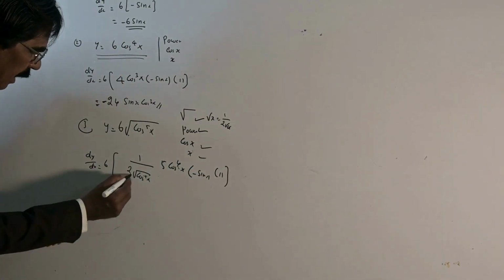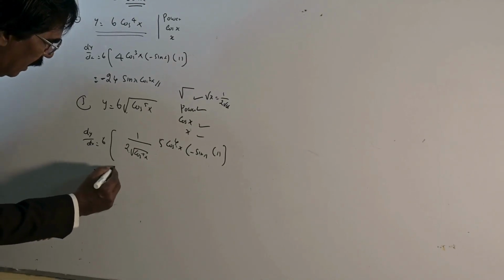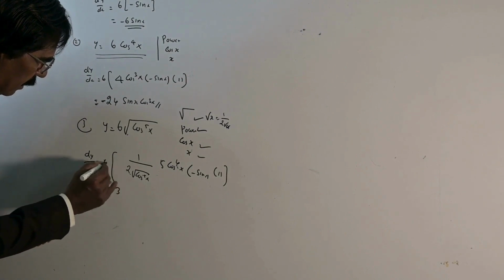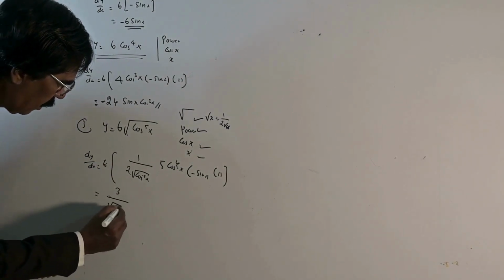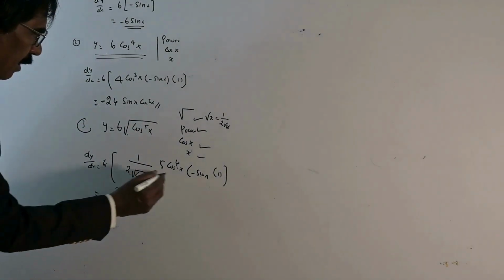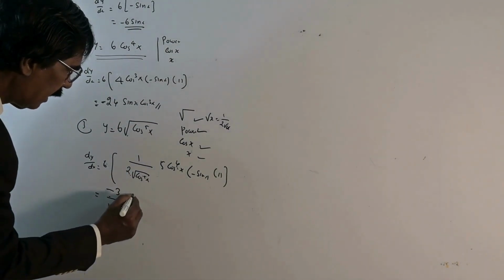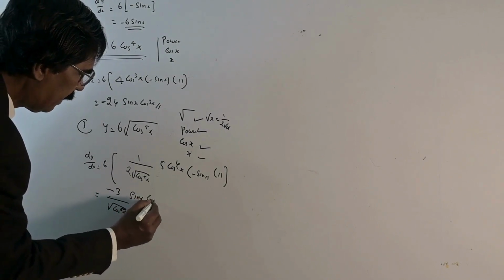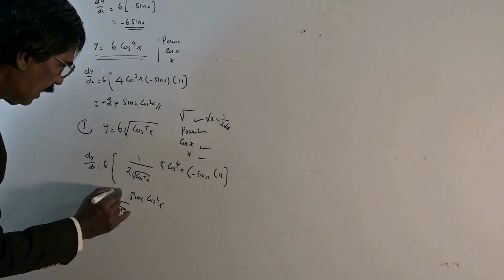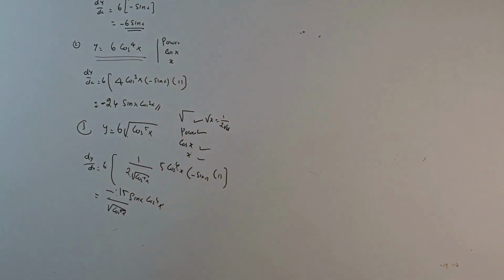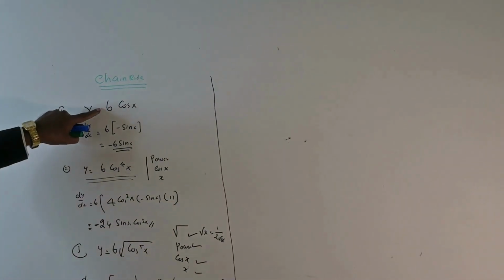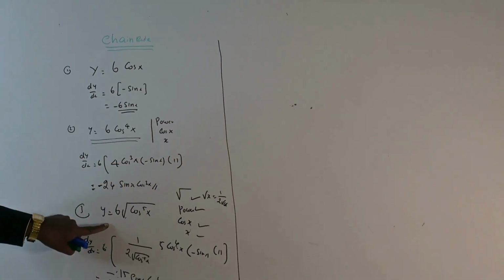Now look, I can cancel this. 3. I can cancel this, 3 by root of cos power 5 x. Minus here, I can write sin x, simply arrangement, that's all. And here one 5 is there. So 3 into 5, I can make it as what? 15. Right? Now listen. Cos x, cos power 4 x, root.